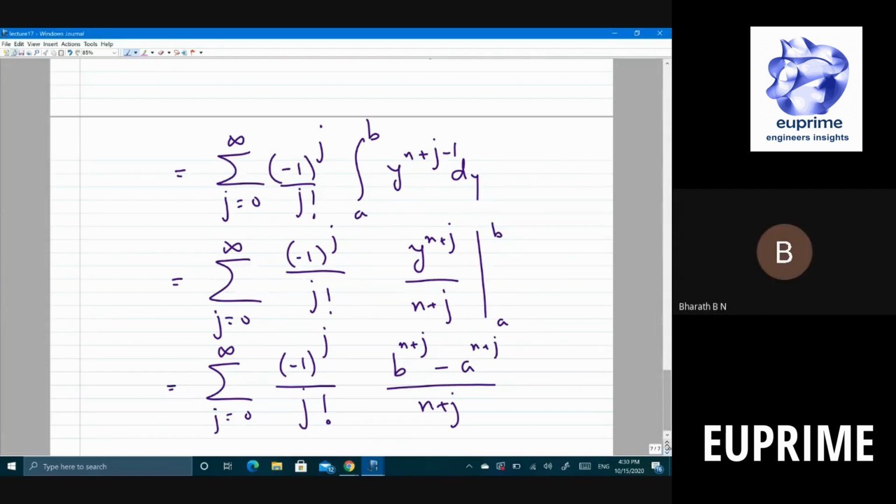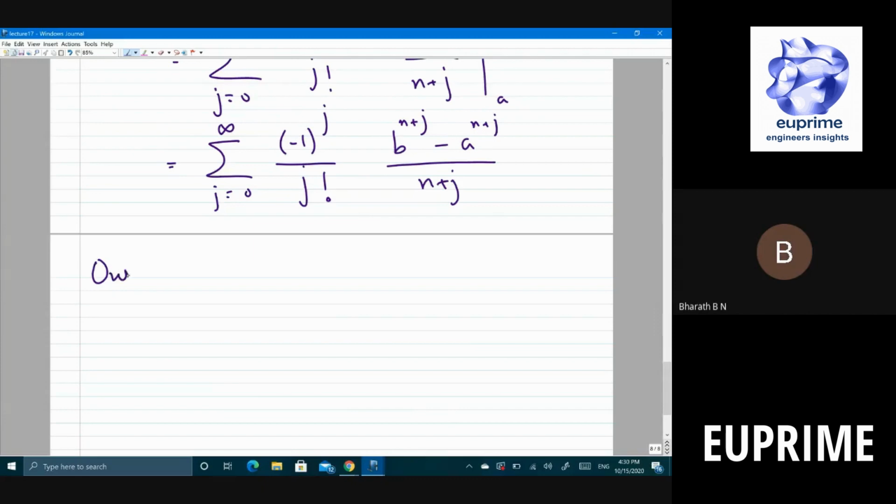Now yes, let's apply this to our integral. Our integral would be what?